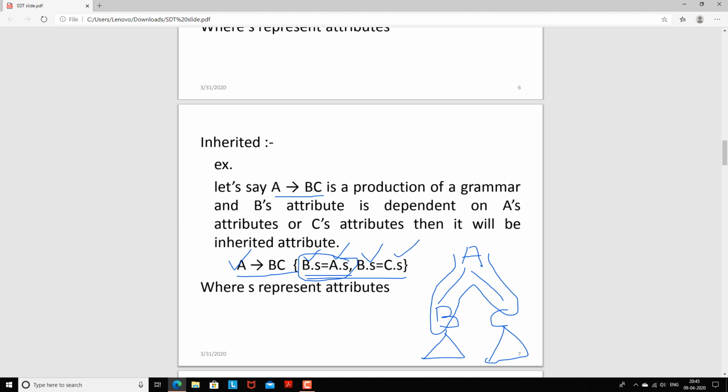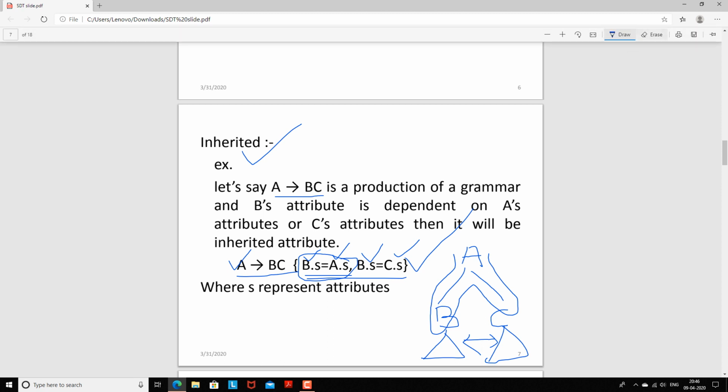Means here the value of B depends on the parent node, and here the value of B depends on its sibling node, because B and C are siblings. So such a type of SDT is known as an inherited attribute. Means whenever a child node's value depends on a parent node or its sibling nodes, this type of SDT is known as inherited attribute.